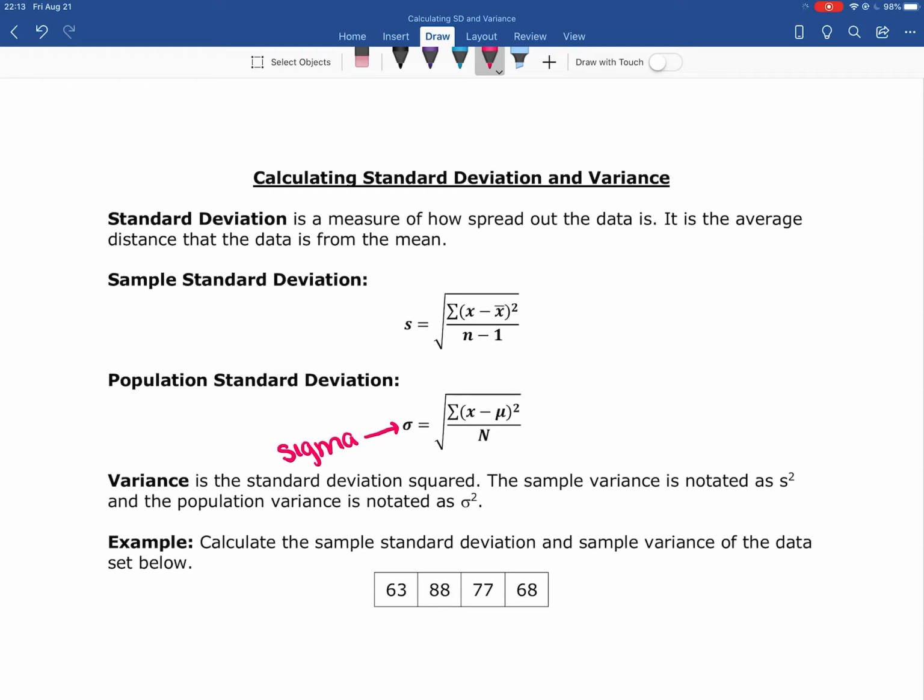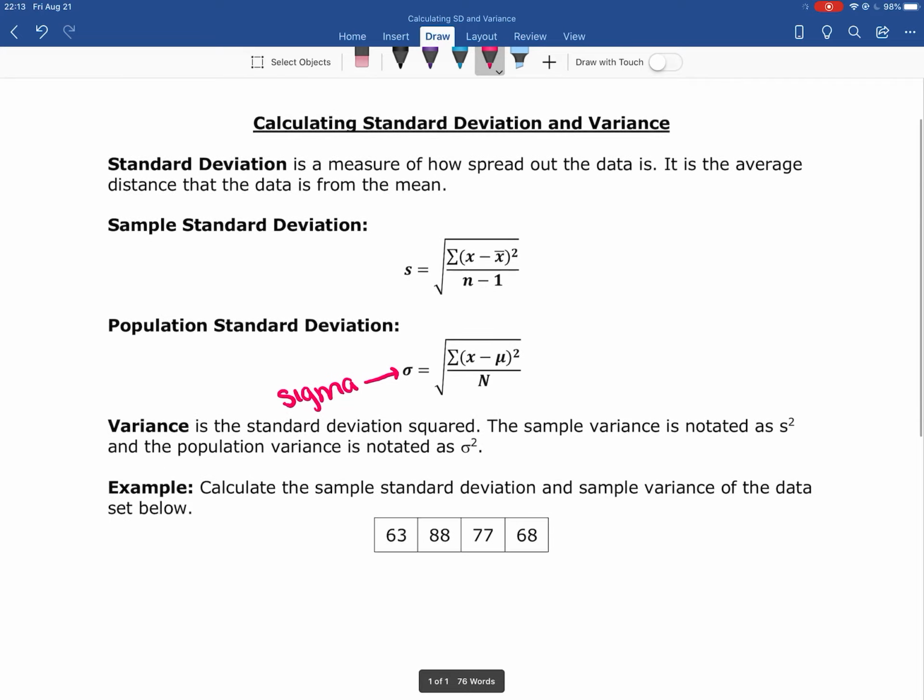So we're going to do a small example of how to calculate the sample standard deviation and the sample variance. We're going to focus just on the sample. We're not typically going to see a lot of data for the population, so we're not going to need to calculate the population standard deviation very often. We might be presented with it, but we're not going to be calculating it.